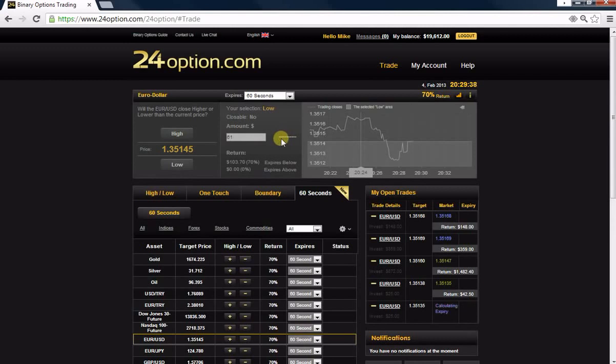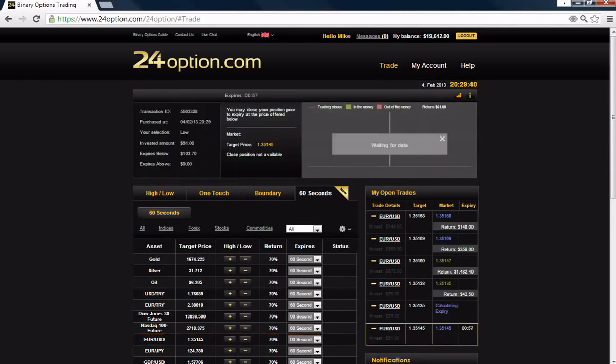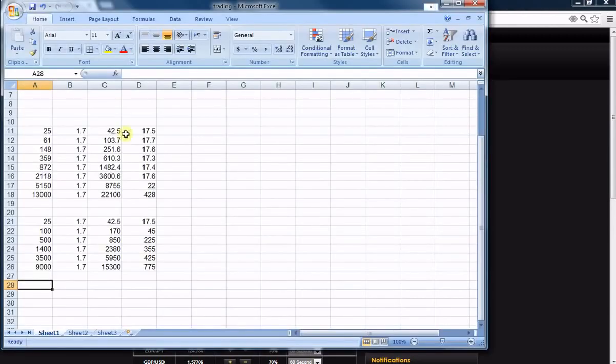Okay, looks like we lost that trade. So we got the $61 ready. Again, the $61 that gives us a 70% return. That gives us a profit of $103.70. Taking into account the original $25 investment and the $61, that's an $86 investment with a return of $103.40. That's a profit of $17.70.